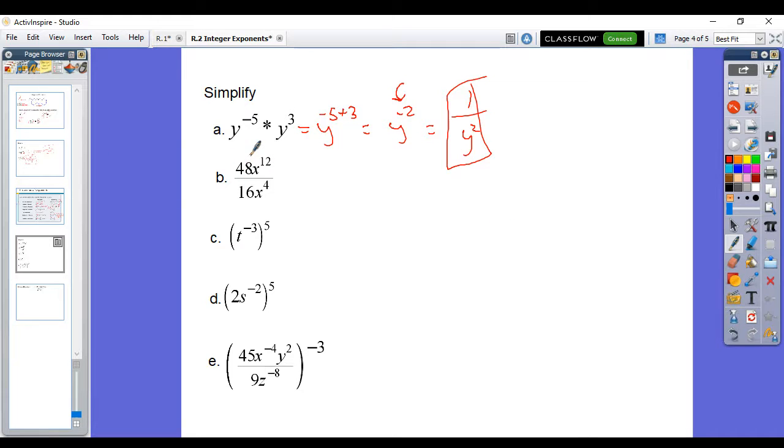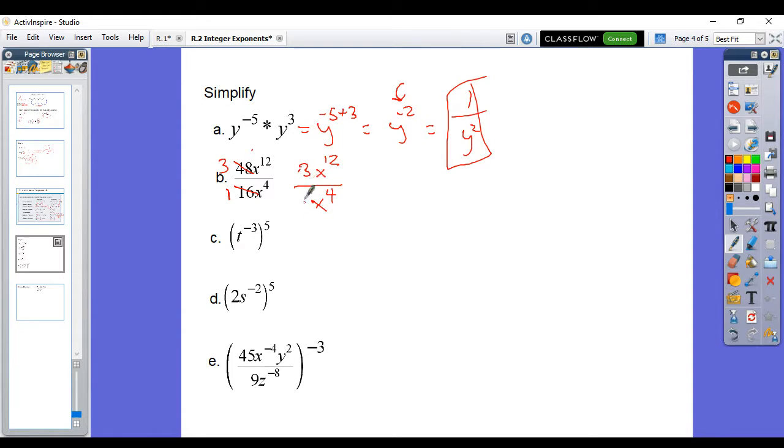Alright, let's look at this next one. So let's look at just the numbers. Any other problem, if we just look at the numbers, we have 48 over 16. As we did before, hey, what can go into 48 and 16? 16 can. 16 goes into both of them. So 16 goes into 16 one time. 16 goes into 48 three times. So we're left with 3x to the 12 over 1x to the 4th.